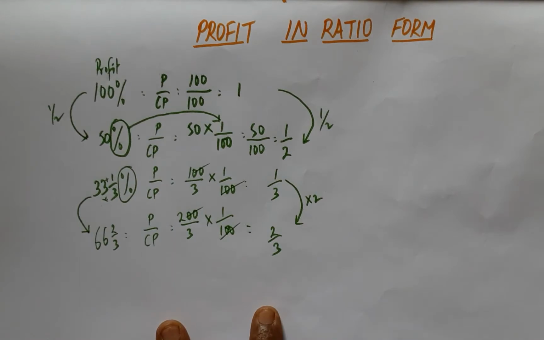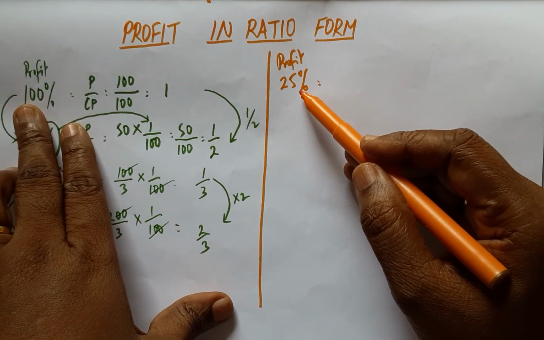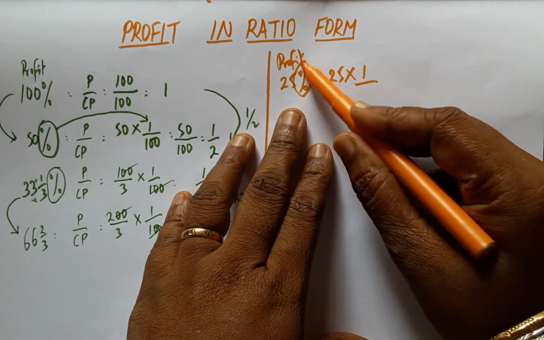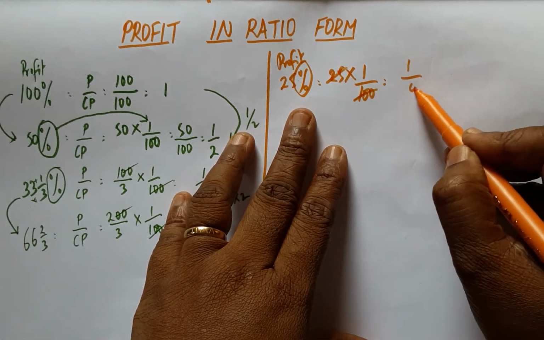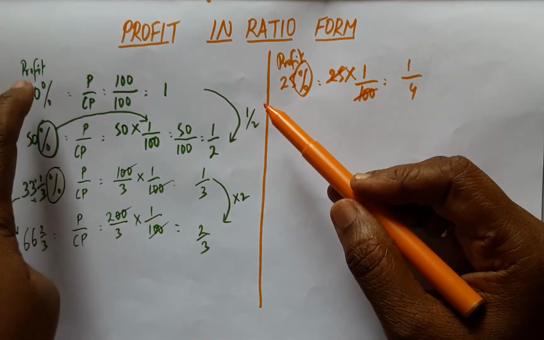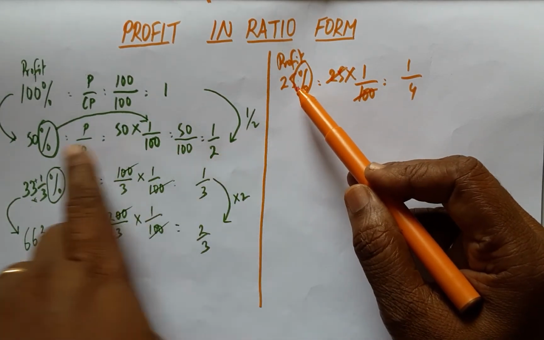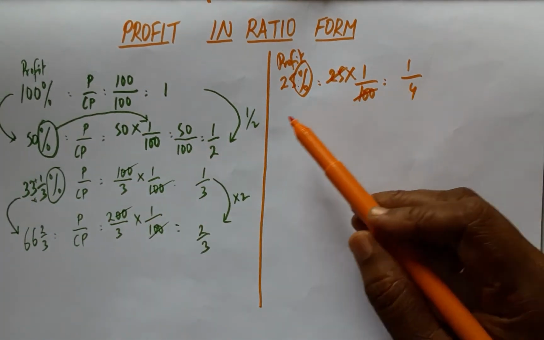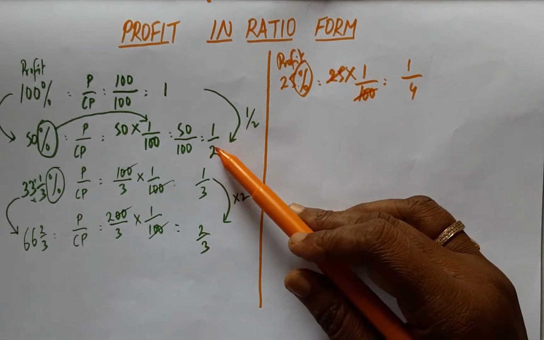If I say I have 25% profit, it is 1/4 of 100, and therefore I can simply convert it into 25, and this percentage will be replaced by 1 by 100, and it will give me 1 by 4. And this value is half of this value, and therefore this fraction is also half of this value.